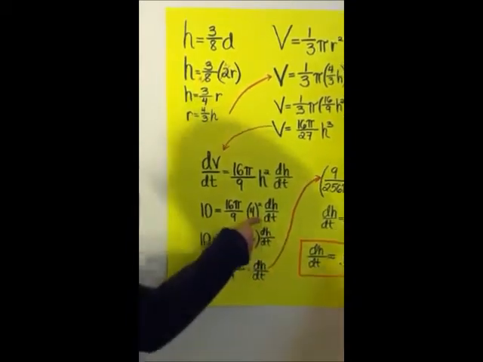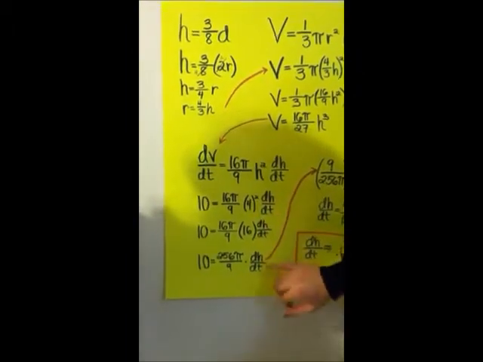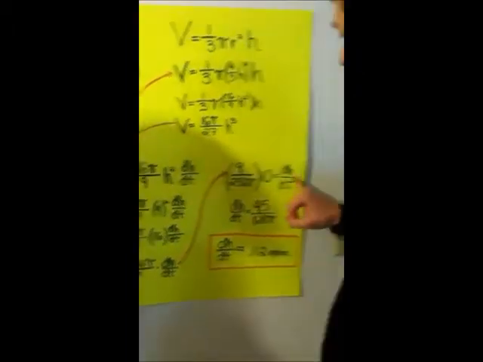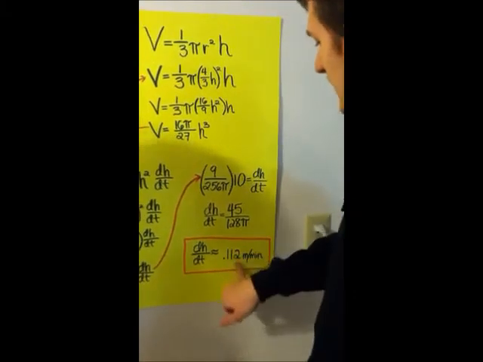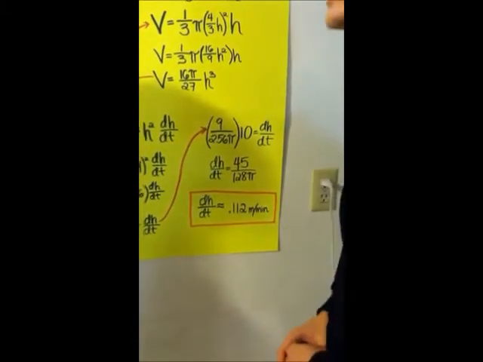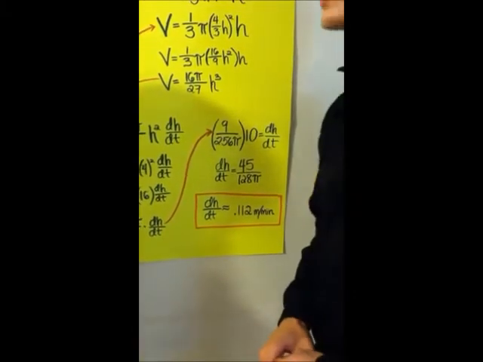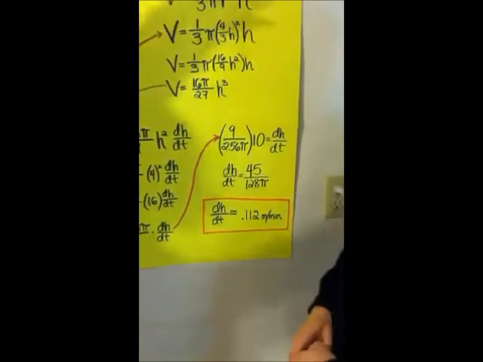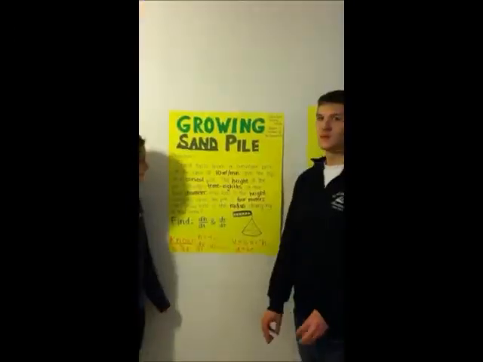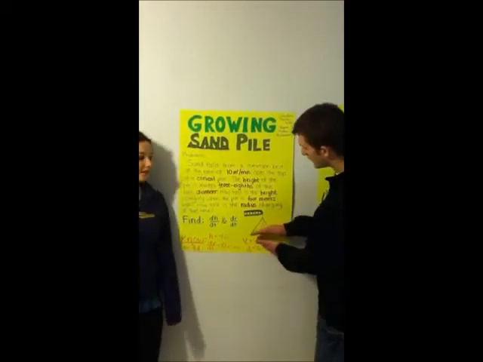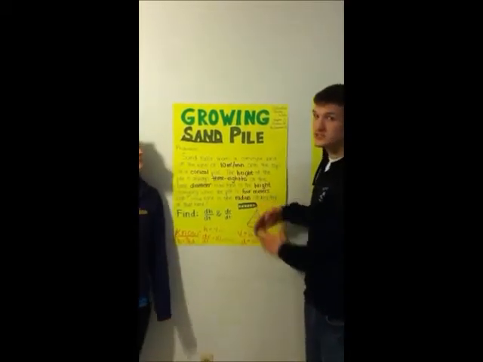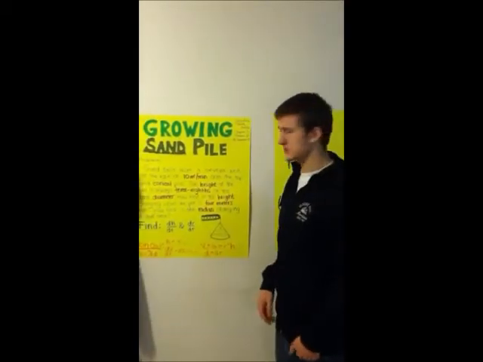And then what else did we know? We know that h is 4, because the height's 4. That's right. So solve it all out, solve for the derivative of height with respect to t, and you get 0.112 meters per minute. Good job. So we now know how fast the height is increasing when the height equals 4 meters.